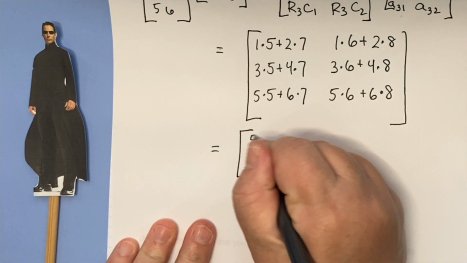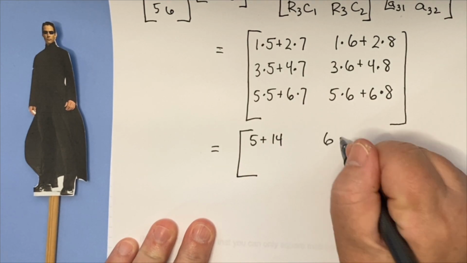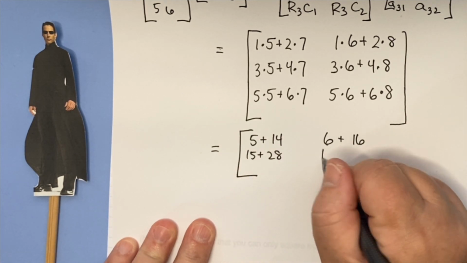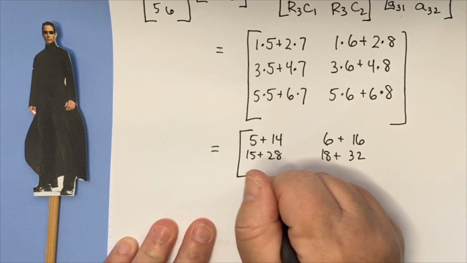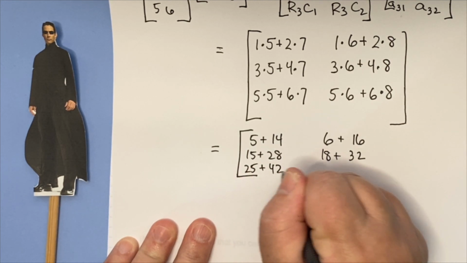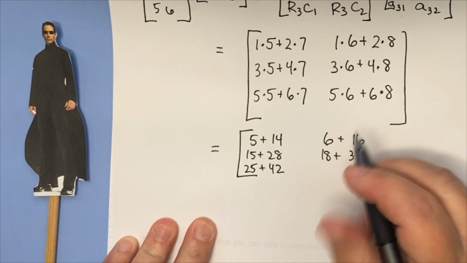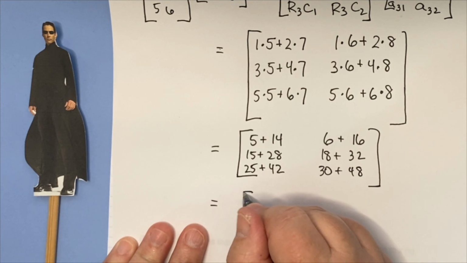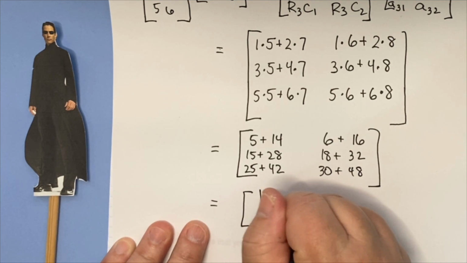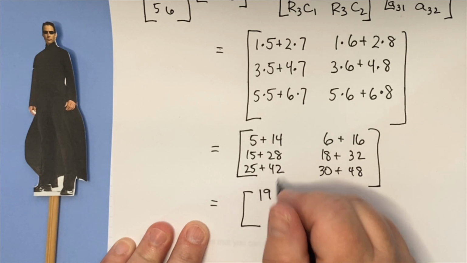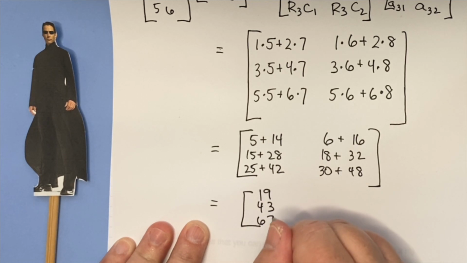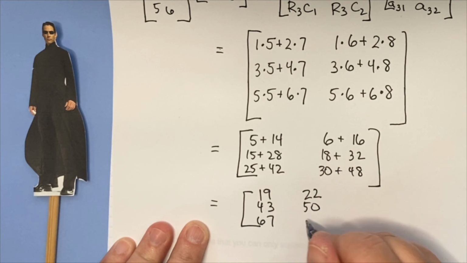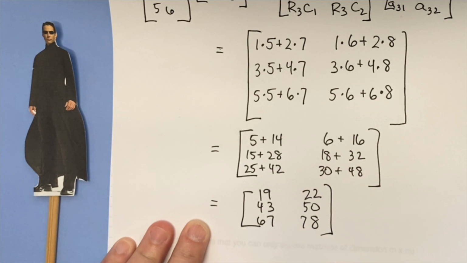So I've got 5 plus 14. I've got 6 plus 16. I've got 15 plus 28. I've got 18 plus 32. I've got 25 plus 42. And I've got 5 times 6 is 30 plus 48. So altogether, I have 19. Let's see, this is going to be 43, 67, 22, 50, and 78. Now, I did something interesting.